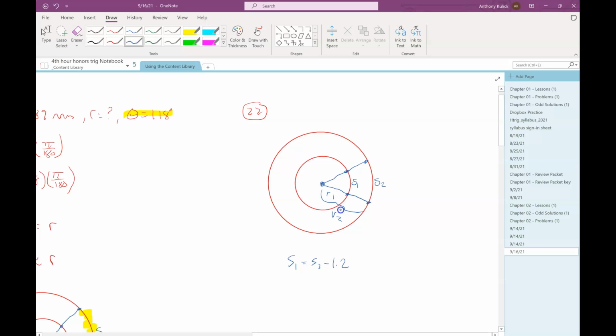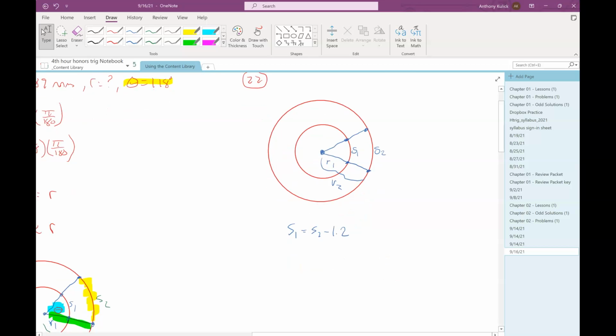It says set up 2 equations using the arc length formula and use substitution to solve. So I say S1 is equal to R1 theta and S2 is equal to R2 theta. So we have to figure out theta straight away. It's the same theta in both equations.